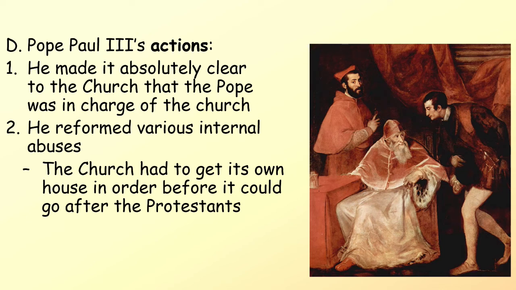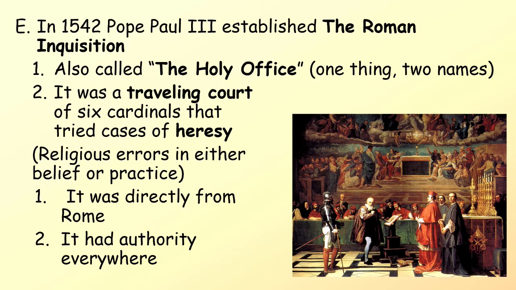Pope Paul III's actions. First, Pope Paul made it absolutely clear to the church that the Pope was the one who was in charge of the church. And second, he reformed various internal abuses. The church had to get its own house in order before it could go after the Protestants. In the year 1542, Pope Paul III established what was called the Roman Inquisition. It had another name too, the Holy Office. One thing, one institution, two names.